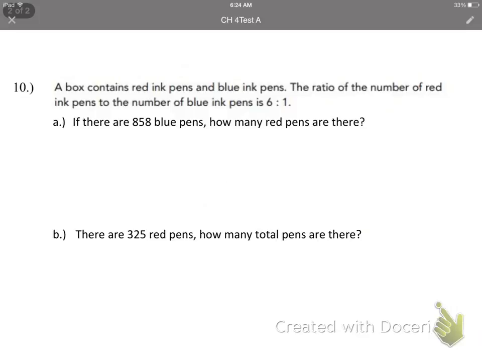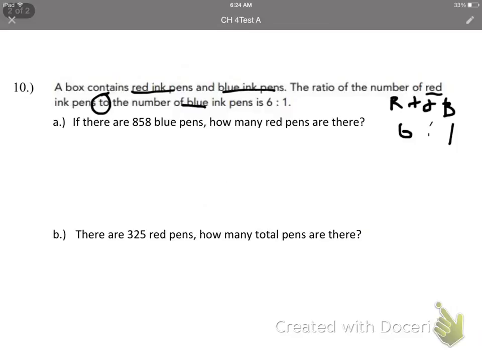Problem number 10 has two parts, and sometimes these two-part problems can be tricky because if it gives us a new piece of information, then it's really like two problems. But if we use the same information for both, then they go together. So here it says we have red ink pens and blue ink pens. The ratio of red to blue is 6:1. So this is the part that we're going to use for each of these problems. Red to blue, 6:1. So I'm going to start by drawing that picture.